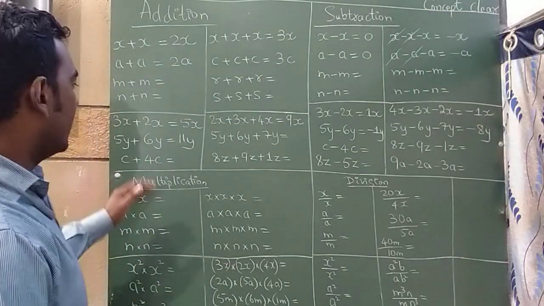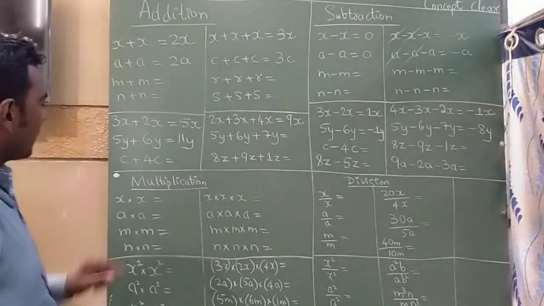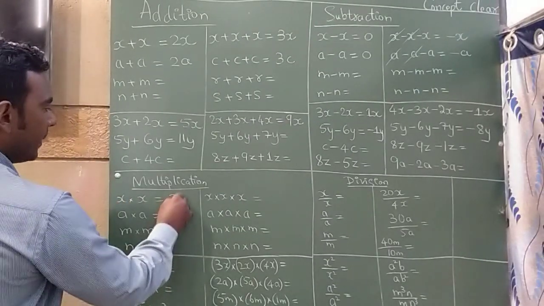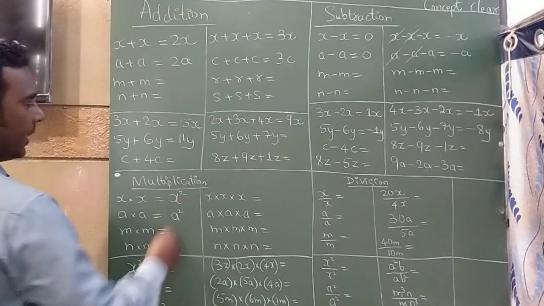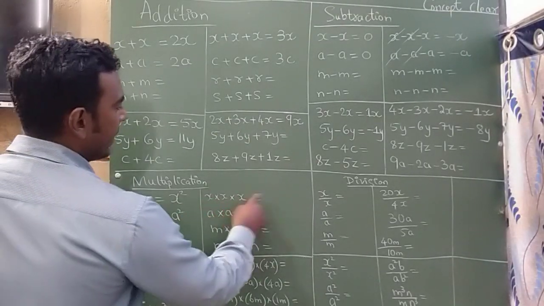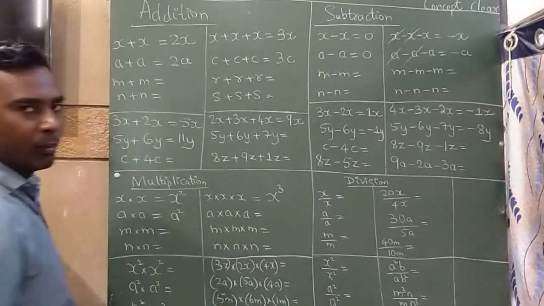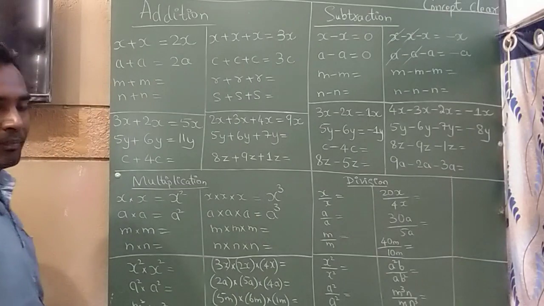Fine. So the third one is multiplication. So multiplying two terms. So x into x will become x square. A into a will become a square. Okay, three terms now. X into x into x. So it will become x cube. A into a into a. So it will become a cube.